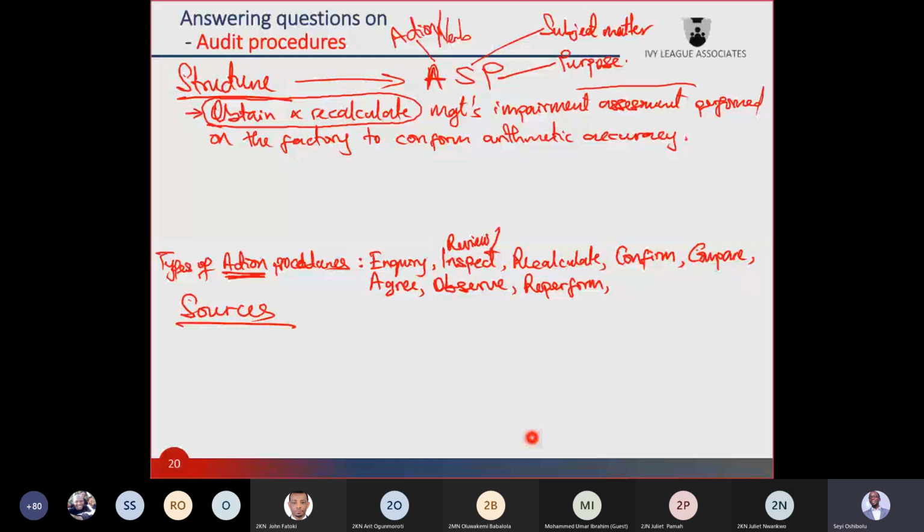Management impairment assessment here is the subject matter. That's what you are subjecting to the audit. To confirm arithmetic accuracy is the what? Purpose. You see that? I'll give one more example.